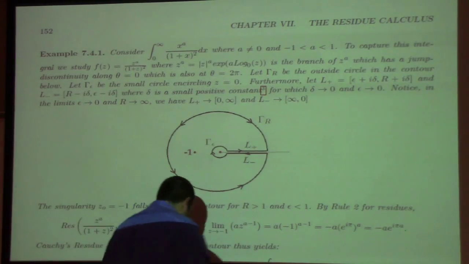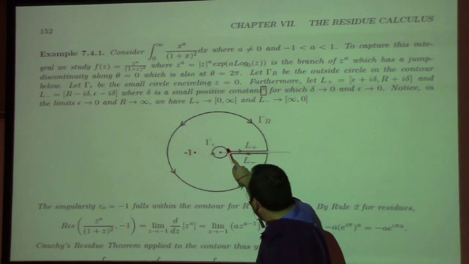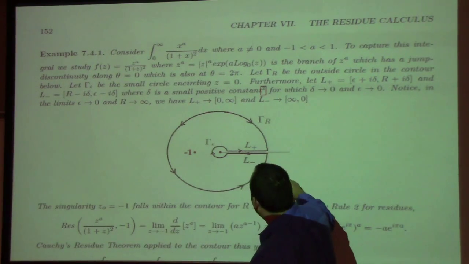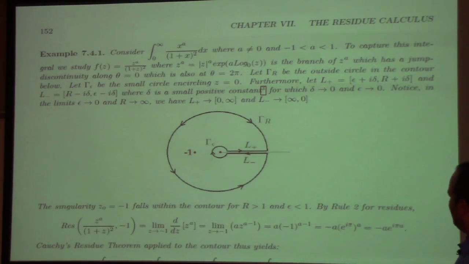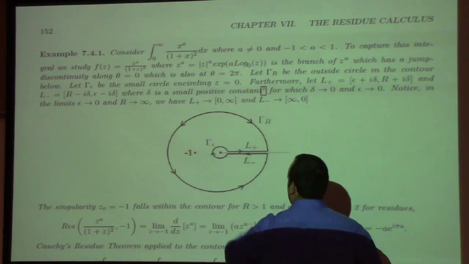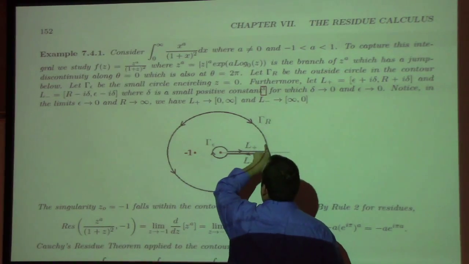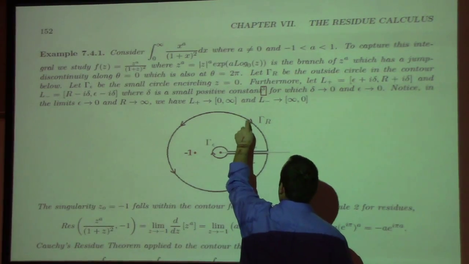So I do some name calling here, right? I give labels. L plus is this piece. Gamma R is going to be the outside. Okay, so counterclockwise, I want this whole biting Pac-Man, or whatever you want to think of it as, to go this way. So this should go this way. All right. So that's right.